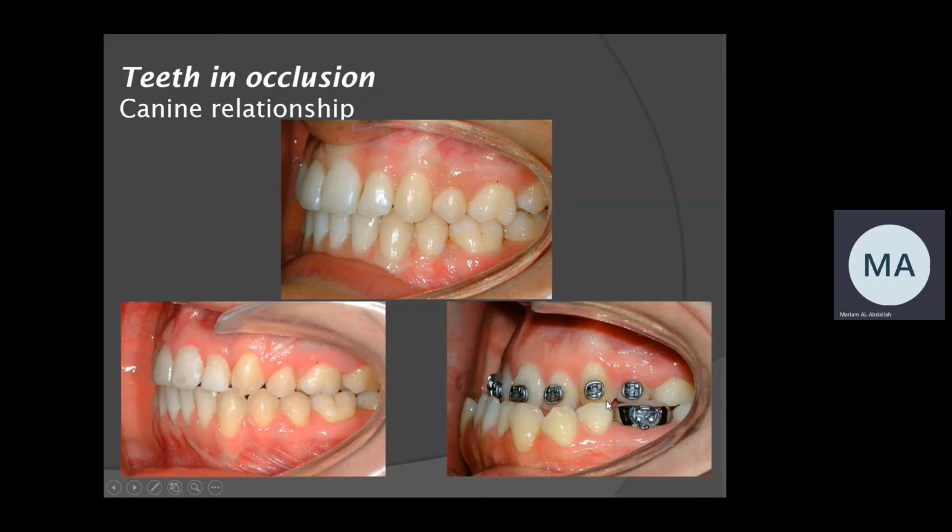And here is a little bit difficult. This is the canine, and this is the canine in the lower. Now, for this canine to be called class 1, it should occlude here in the embrasure between the lower canine and the four, but it has jumped one whole cusp and a half. Okay, so this is what we call a 1.5 class 3 canine relationship.